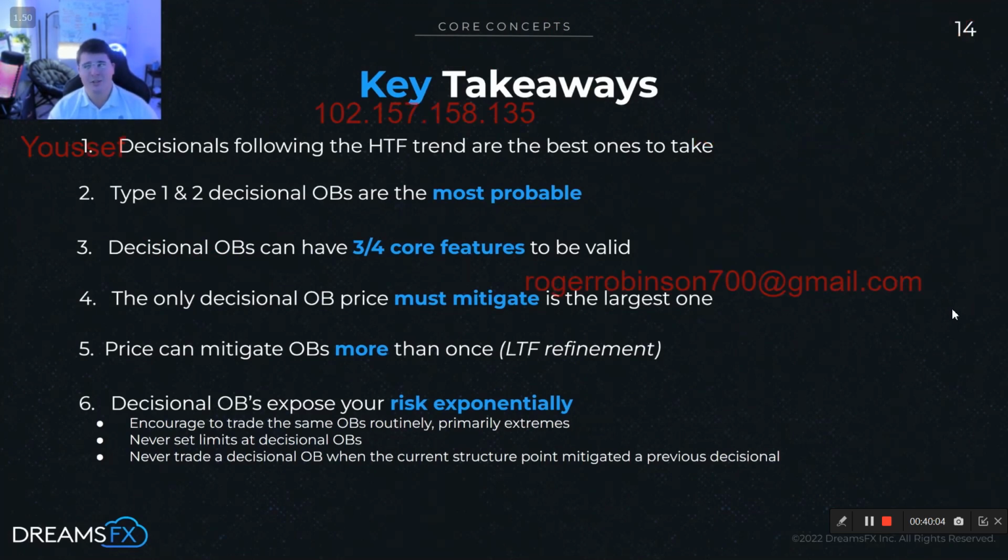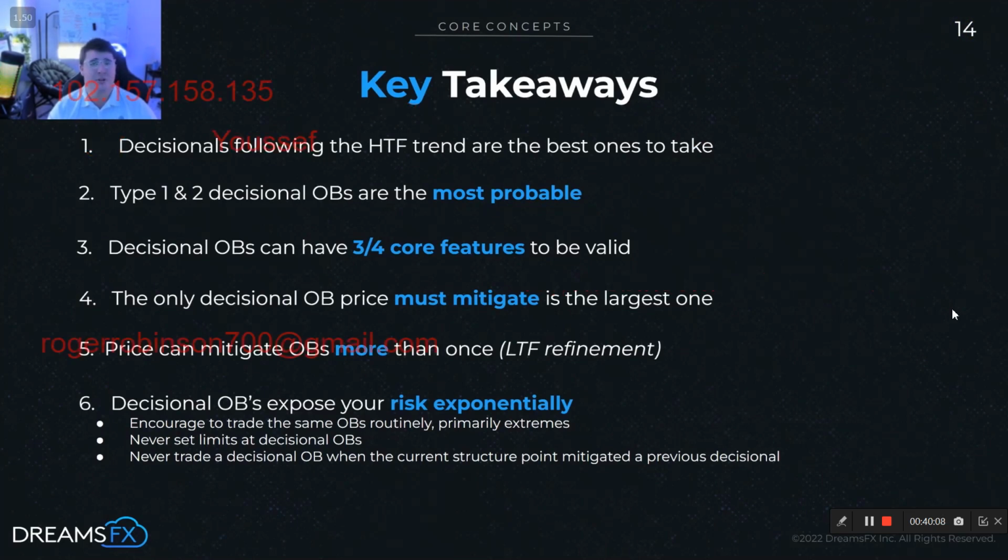Don't take several losses before one win. In order for us to win more, we just have to lose less. Set your limits on extremes, because if your extreme doesn't work, you've simply identified the wrong structure. If you identify the wrong decisional and you have several limits, you don't know what's going on. You're just hoping at that point. It's something that needs to be addressed and fixed. It's a common thing that a lot of people run into. So never set limits at decisionals.